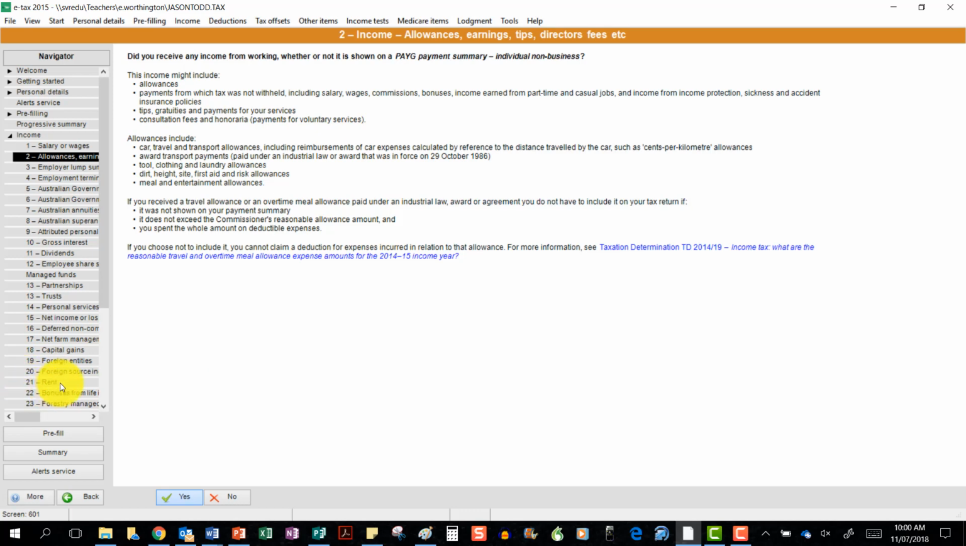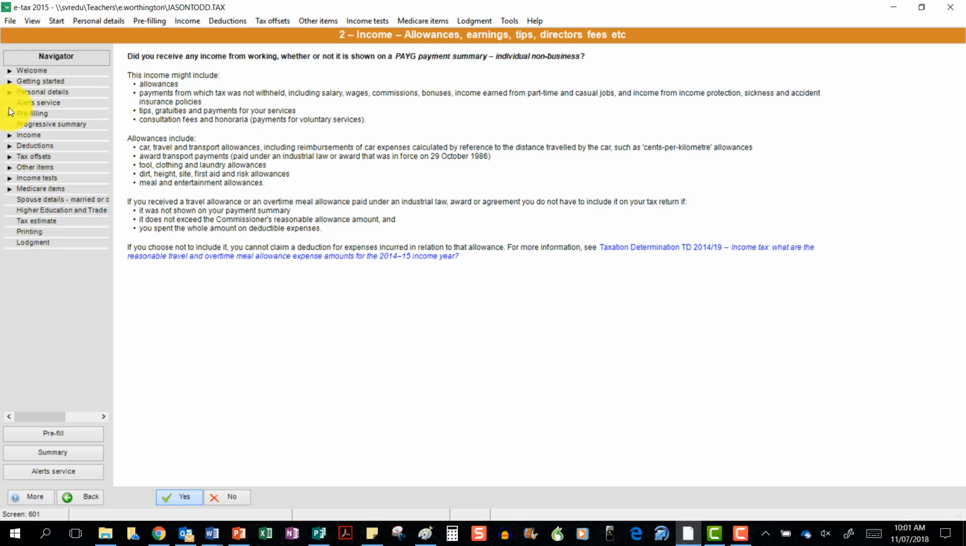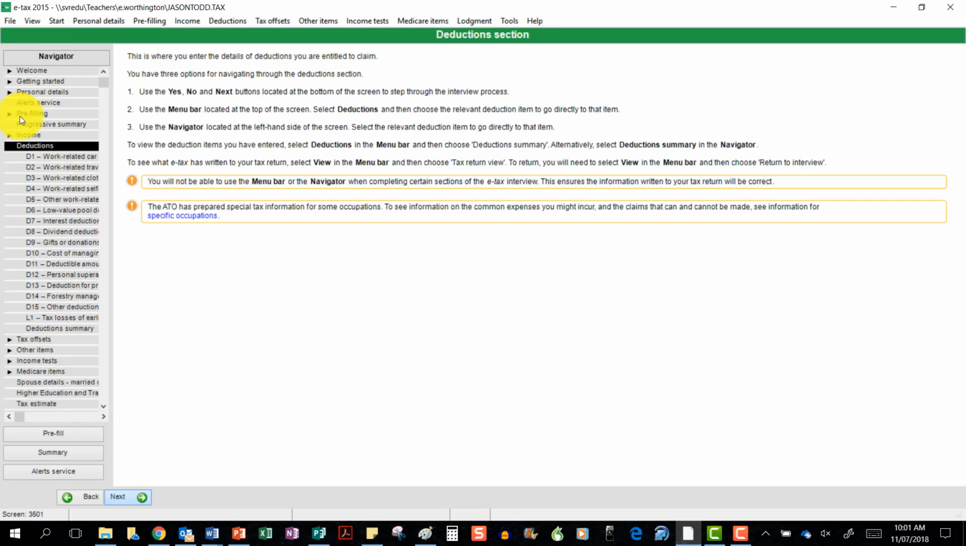In the more complex assignments, the person has a home, a rental property, and they earn some money from that, and you'll need this section of the income. But for Wing Commander Jason Todd, this is not required. So we can close the income down and move straight on to deductions. This will speed up the assignment time that you have to worry about.